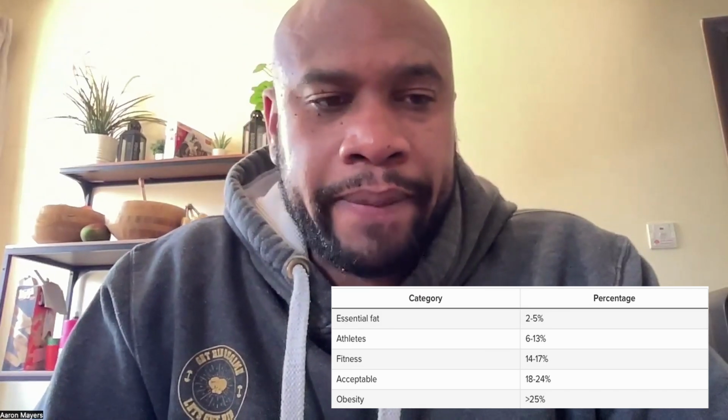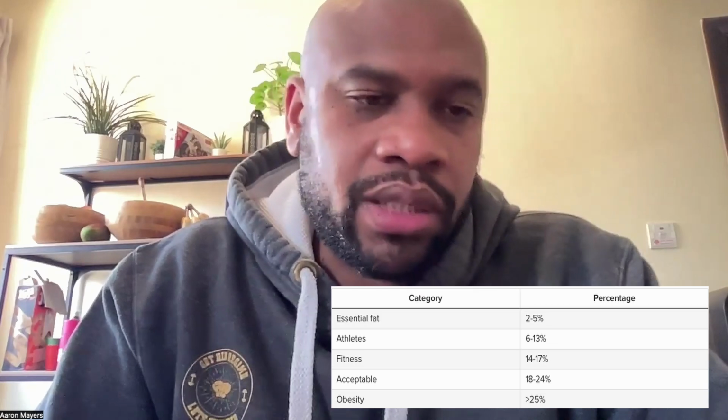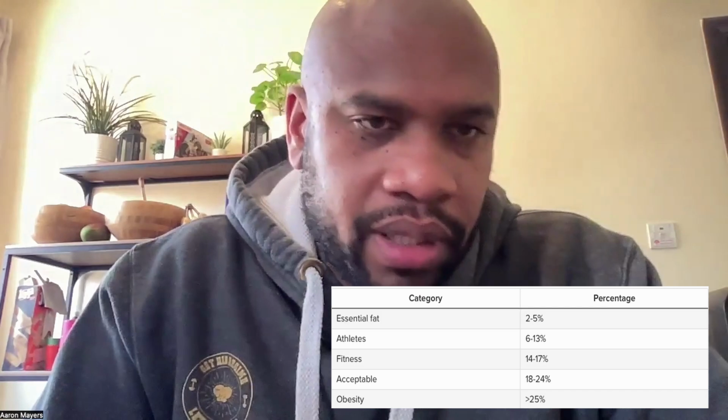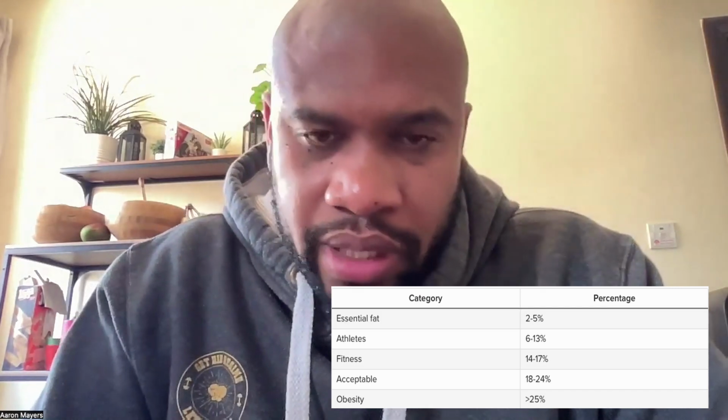Okay. And then you have obesity, which comes with a whole bunch of health risks, and that's not where we want to be. And that's what I'm going to try and reduce. Okay. So we have all of those categories. Now let's start looking at what they actually look like visually.